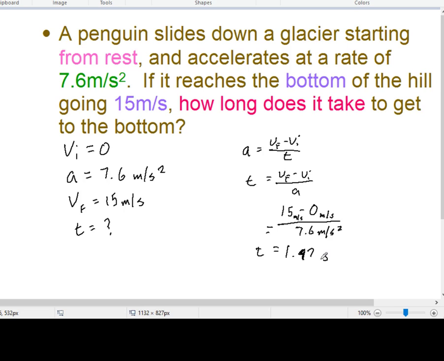Okay, and if you want to go back and look at that video about how many decimals and how many sig figs we should really expect in this, that's too many because we don't have that type of accuracy with the 7.6 number. That being the case, right around 2 seconds is what it's going to take the penguin to slide down the hill.